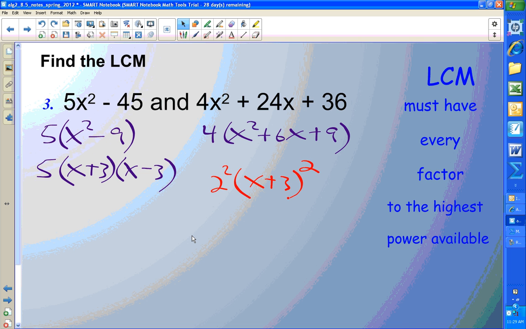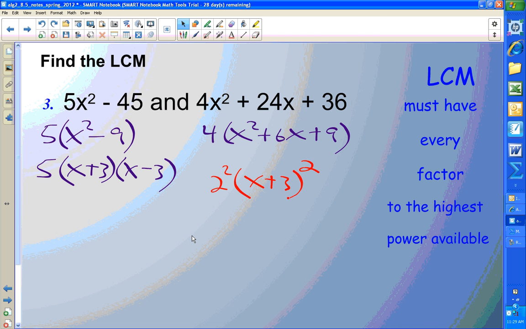How many different factors are there in the first factorization? 3. A 5, an x plus 3, and an x minus 3. 3 factors. How many factors are there in this factorization? 2. There's 2's and there's x plus 3's. Now my question is, how many different factors are there in the two factorizations? 4. There's 5's, there's x plus 3's, x minus 3's, and 2's.